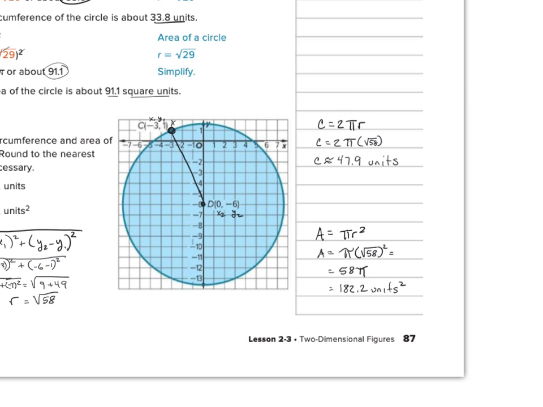And then, using this radius to find my area, pi r squared, which is pi times the square root of 58 squared. So 58 pi, calculator gave me 128.2 units squared. So just using that information.